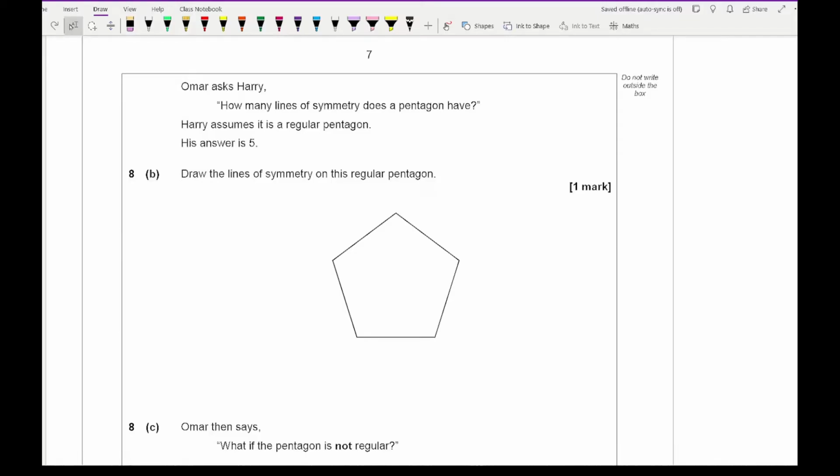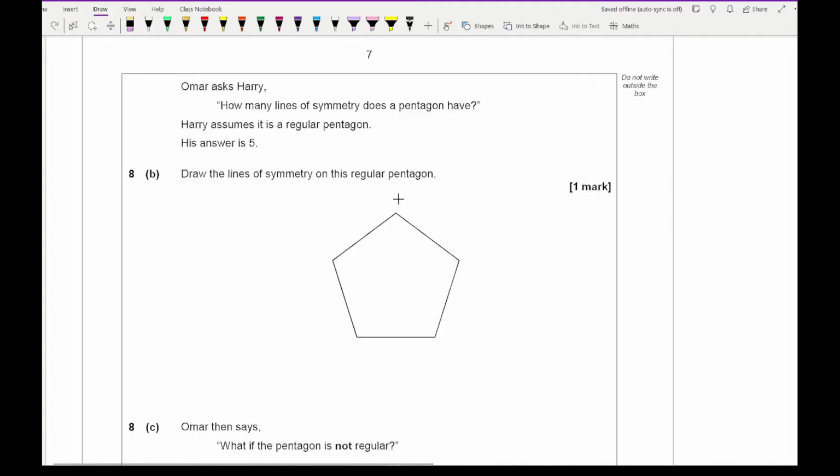Now the next question says that Omar asks Harry, how many lines of symmetry does a pentagon have? Harry assumes that it is a regular pentagon and his answer is 5. So the question's asking us to draw the lines of symmetry. Now in terms of drawing the lines of symmetry, you do need to make sure that you are using a ruler. So again, make sure that it's as accurate as possible.